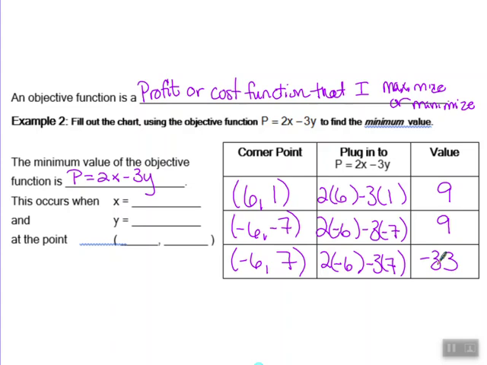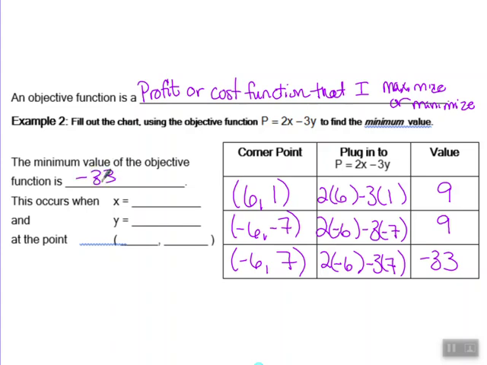So does it want the maximum? Oh, I even put that in the wrong spot. I put the objective function. That's okay. What's the first thing it says? You've got to read. The minimum value of the objective function is what? What's my minimum value?